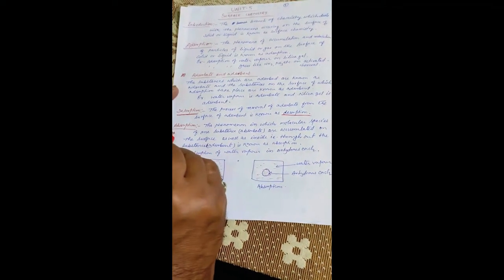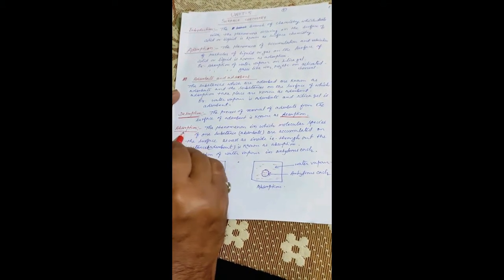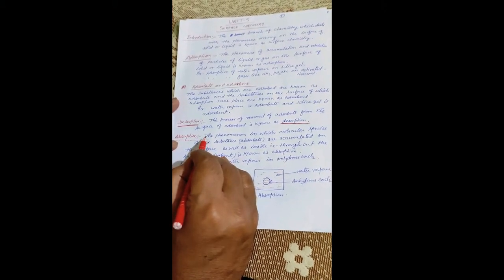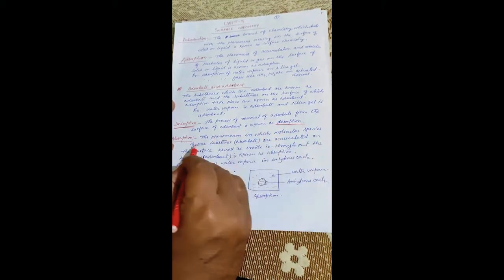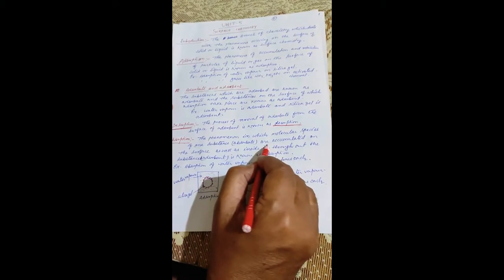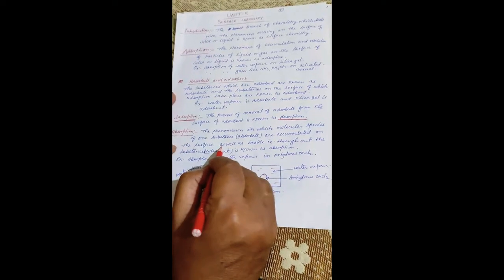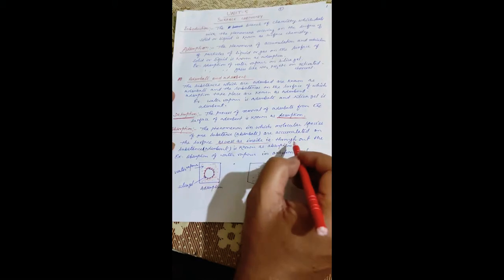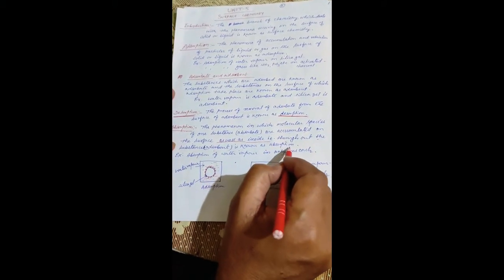Now the topic is absorption. Absorption. Now what is absorption? Please see the notes. The phenomenon in which molecular species of one substance, I mean absorbate, are accumulated on the surface as well as inside, that is throughout the substance of the absorbent, is known as absorption.